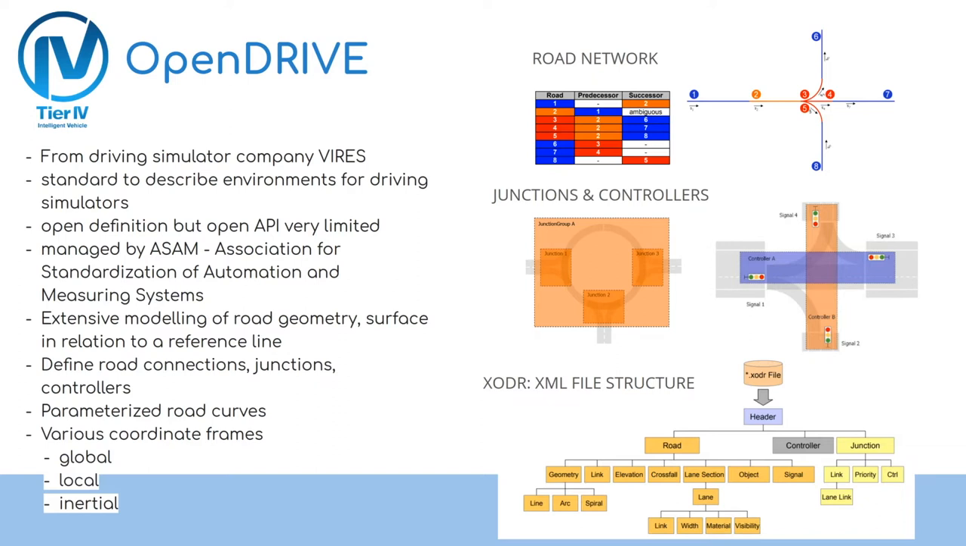OpenDrive is now managed by ASAM, the Association for Standardization of Automation and Measuring Systems. ASAM is in the process of launching projects to discuss the extension of the OpenDrive format now and are gathering interested parties for participation. The format allows for extensive modeling of road geometry defined in relation to a reference line and allows for the construction of hierarchical junctions and controllers controlling those junctions. Various methods to represent road curvature are defined, as are coordinate frames from which map objects can be referenced. Maps are stored in a defined XODR XML file format.